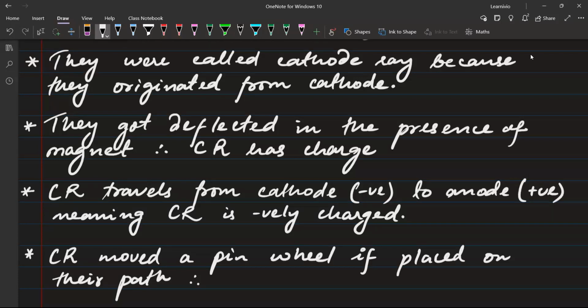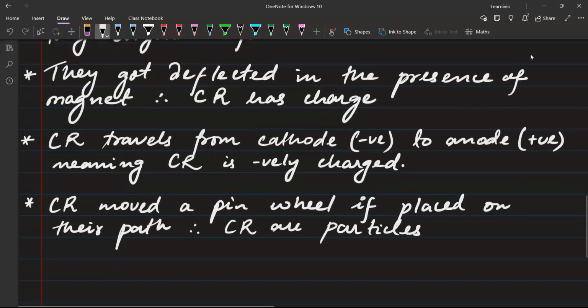So if the cathode ray were moving, first of all, it has some velocity or acceleration. Cathode ray moved a pinwheel. That means cathode rays are also what? Particles. Okay, so cathode rays moved a pinwheel if placed on their path. Therefore, cathode rays are particles.